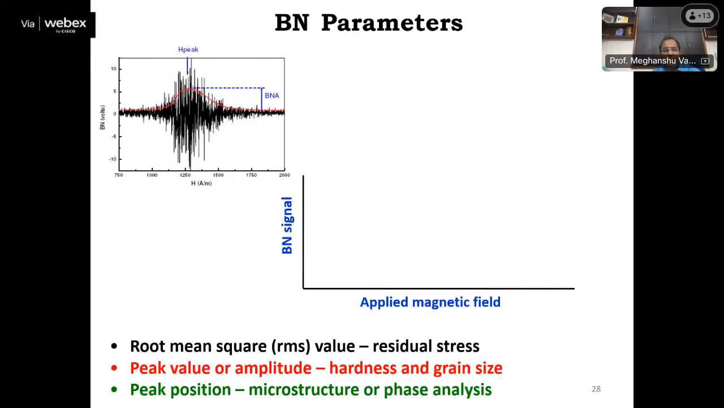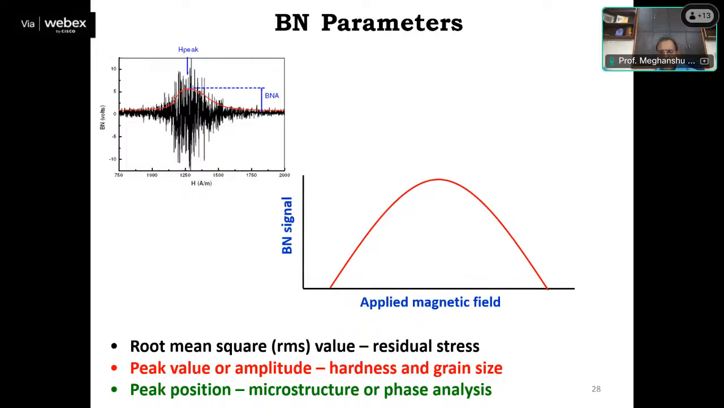The signal is having an envelope or curve. If we plot this red color curve over a graph having x-axis and y-axis, this x-axis indicates the applied magnetic field and the y-axis indicates Barkhausen noise signal magnitude. Then this is the location of the curve. So we can see that the x-axis is the input, the applied magnetic field, and the y-axis is the output in terms of Barkhausen noise signal amplitude.